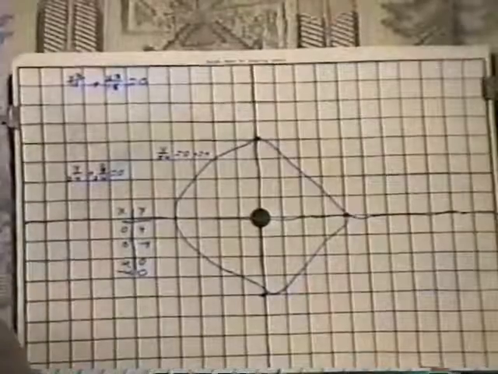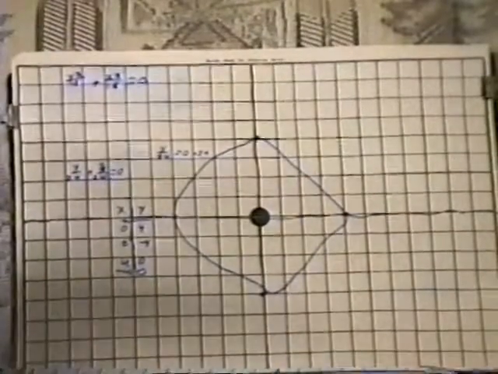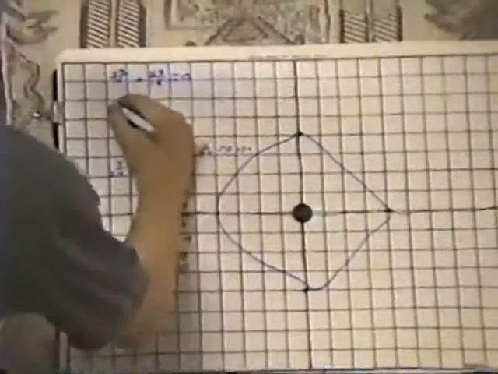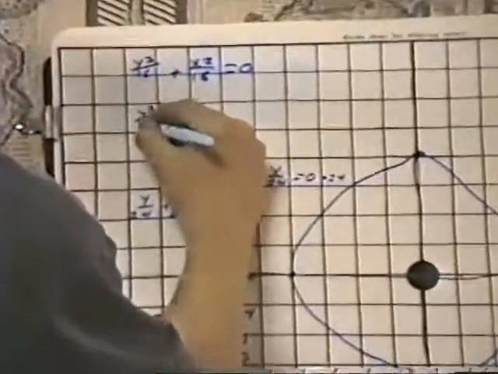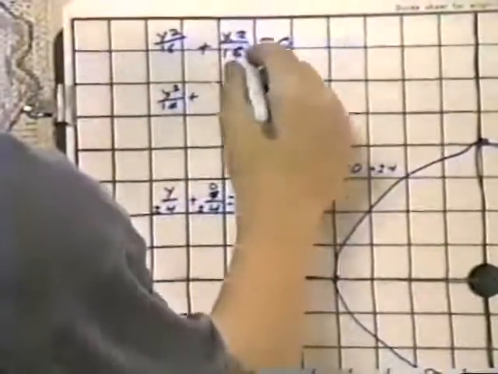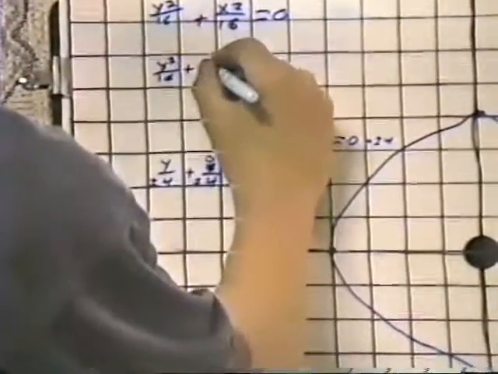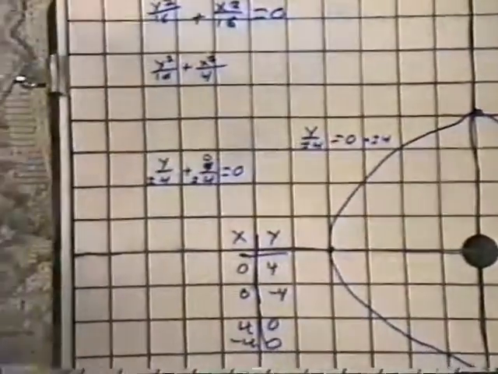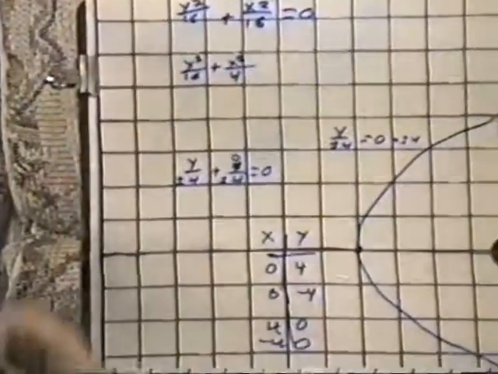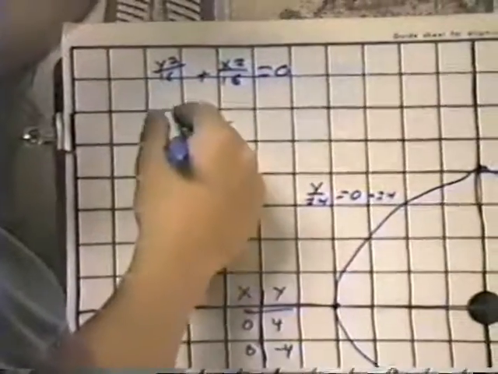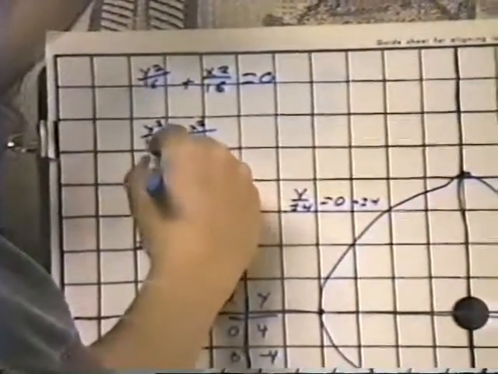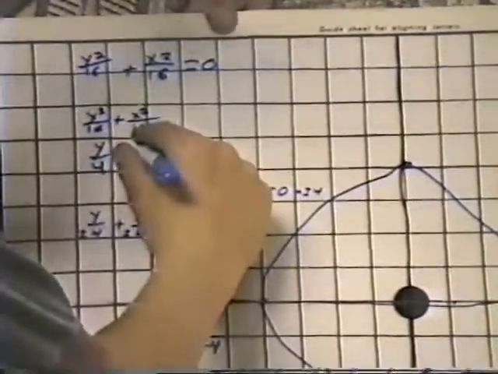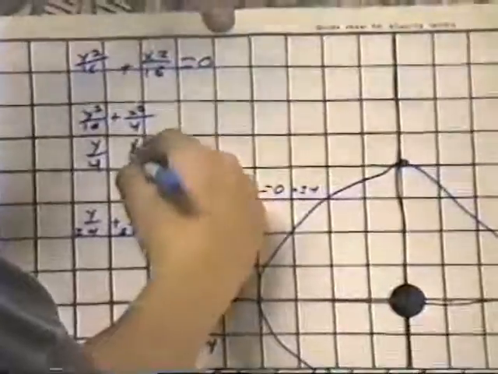Now, if you were going to do an ellipse, you would do the same thing, only the equation, instead of being y squared over 16 plus x squared over 16, it would be x squared, say, over 4. And I'll show you what this one is. Okay. Y squared over 16 comes down to y over 4. And x squared over 4 comes down to x over 2.